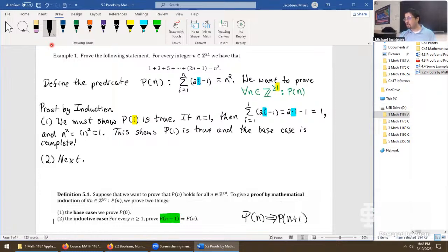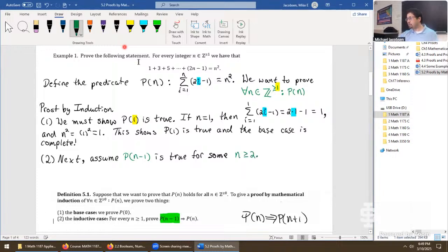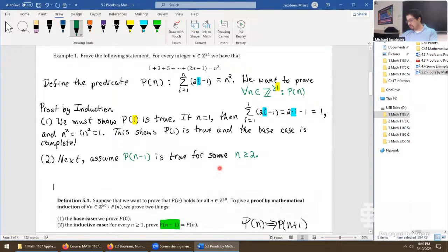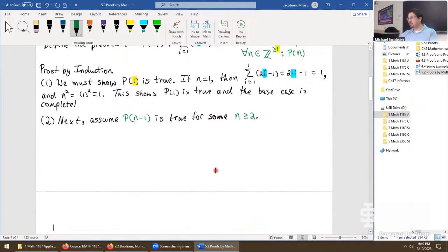Next, assume P(n-1) is true for some n bigger than or equal to 2. Bigger than or equal to 2 again because we're going 1 higher in the base case. Let's get some extra space going.